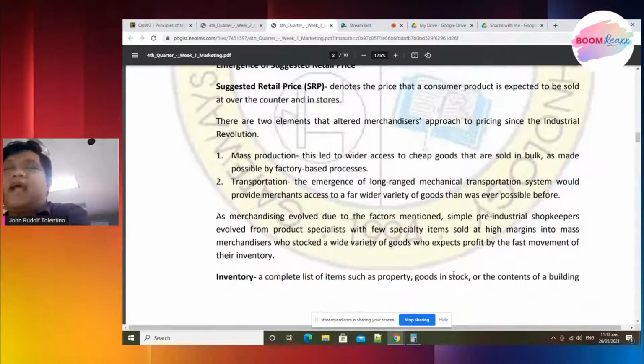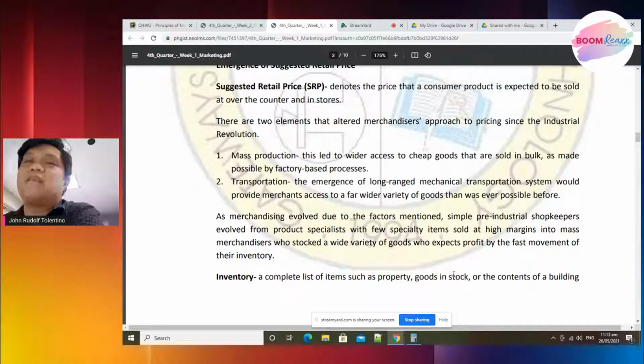So next we go with the SRP. What is SRP? SRP stands for suggested retail price. Ayan. Denotes the price that a consumer product is expected to be sold at over the counter in its stores. So yan daw yung suggested retail price. Yan yung talagang presyo. Kumbaga parang sa hotel, yan yung rack rate na tinatawag natin. Okay, suggested retail price. So the suggested retail price are being posted in any products na bibilhin natin. Kasi yun nga yung bentahan ng product.